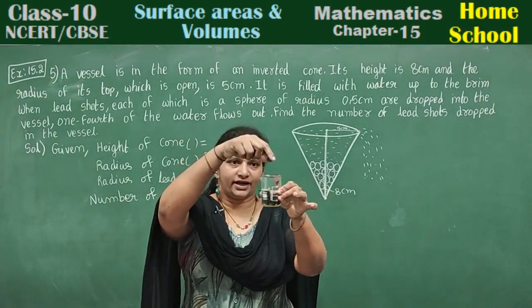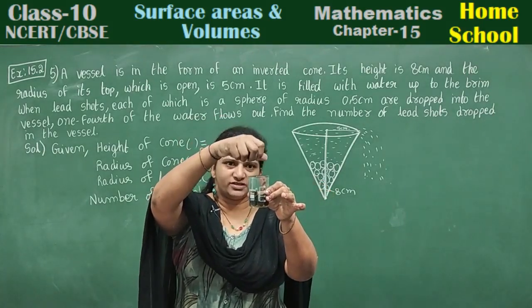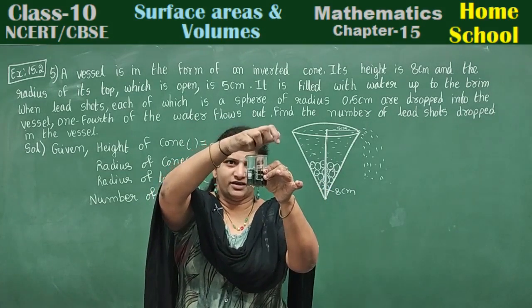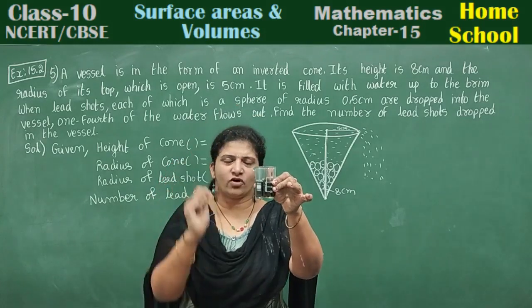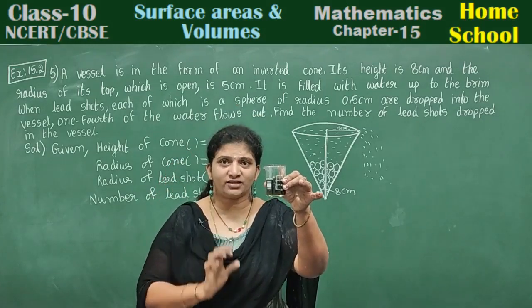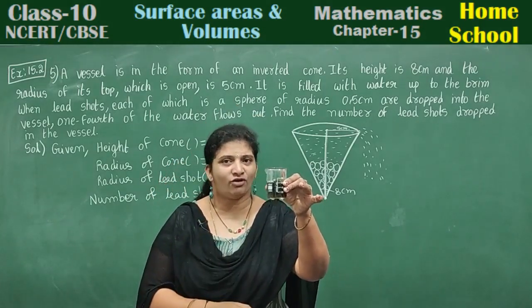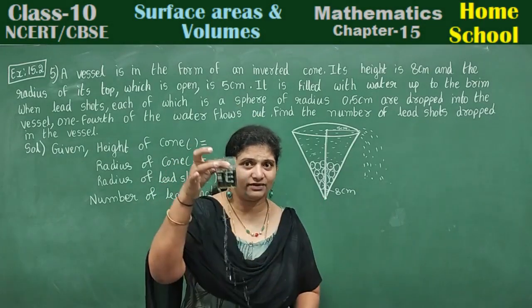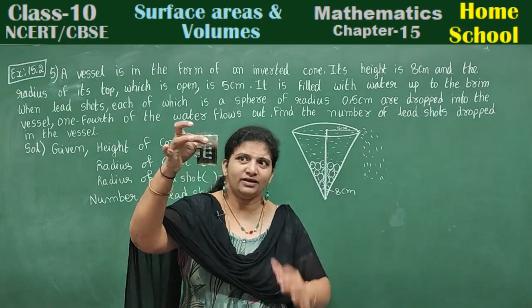So still I try to throw some lead shots in this. Look here, water is flowing down. Can you see? What is the volume of the lead shots I throw in this? That much amount of volume of water is coming out. Okay, I hope you all have understood the problem, right?